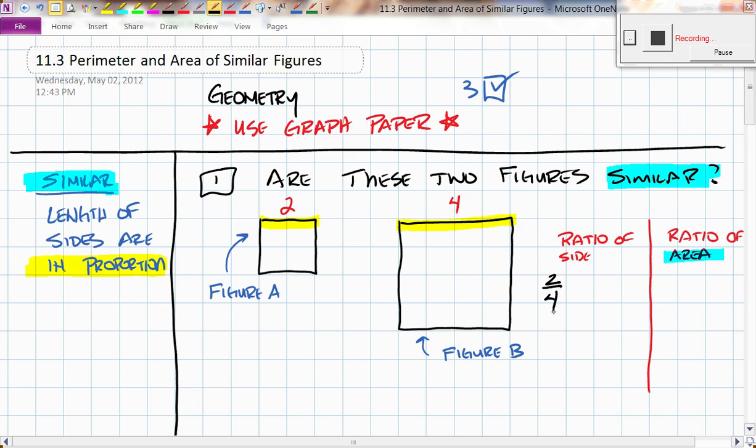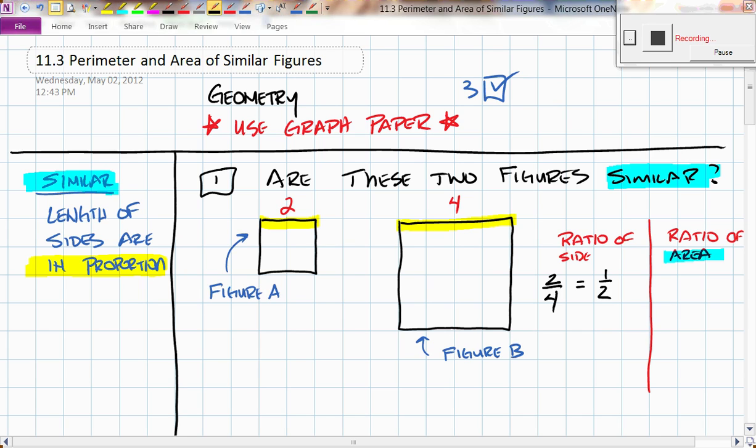Okay, I'm going to simplify my fraction, reduce my fraction to lowest terms. So 2/4 is the same thing as what? 1/2. That's an equivalent fraction. Good. So we're in a ratio of 2 to 4 or 1 to 2.